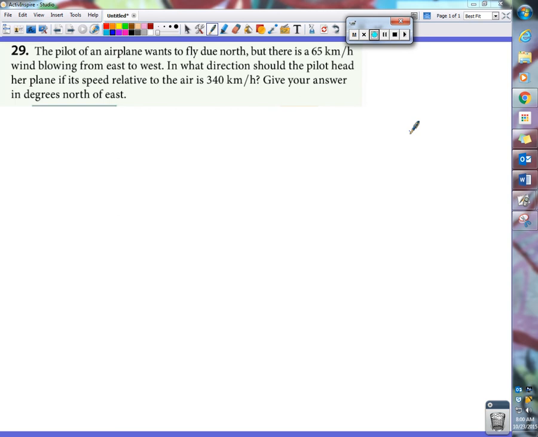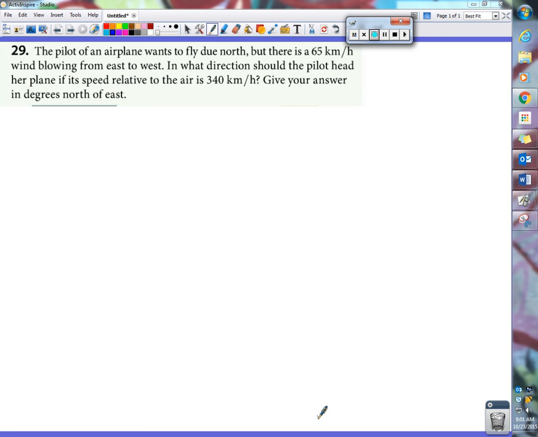Okay, so the pilot of an airplane wants to fly due north, but there's a 65 kilometer per hour wind blowing from east to west, which means that it's pointing west. In which direction should the pilot head her plane if its speed relative to the air is 340 kilometers per hour? Give your answer in degrees north of east.